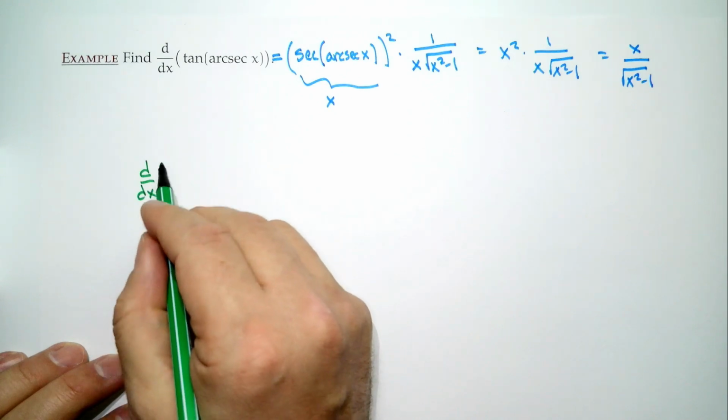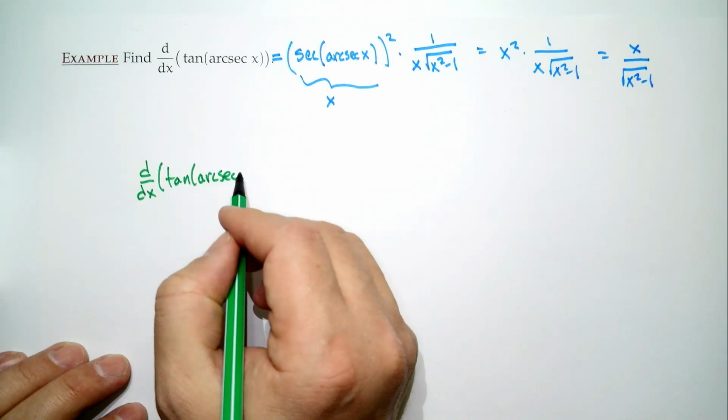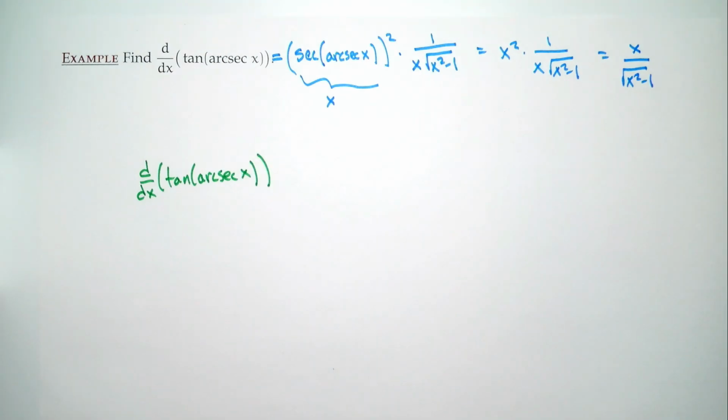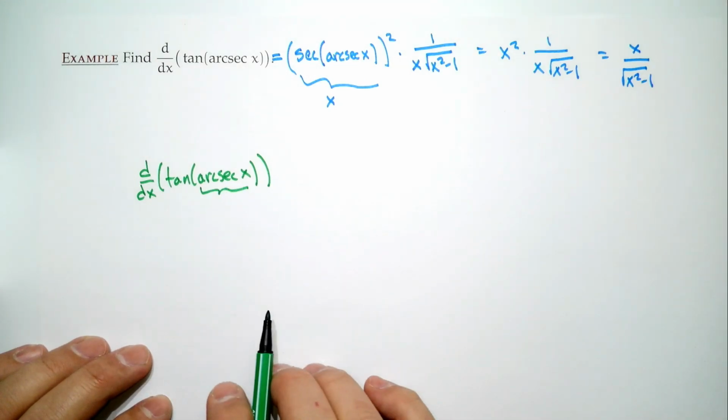So the derivative of tangent of arcsecant of x. And for our second method, before we take this derivative, let's ask if we can rewrite what is tangent of arcsecant of x. So let's start by looking at the inside. Arcsecant of x, what kind of thing comes out of an arcsecant?